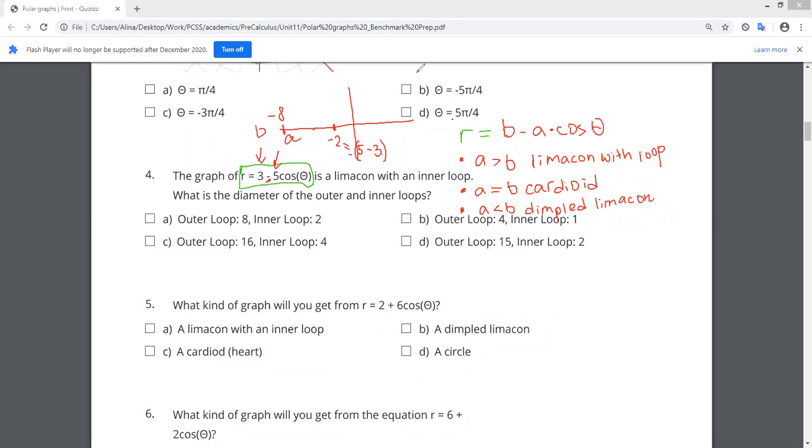And then I'll change the color. 3 units here, 3 units down. That's how it will look. Just a quick reminder of the graph. All right, so the outer loop seems to be 8 and the inner loop is 2. We're choosing this answer.